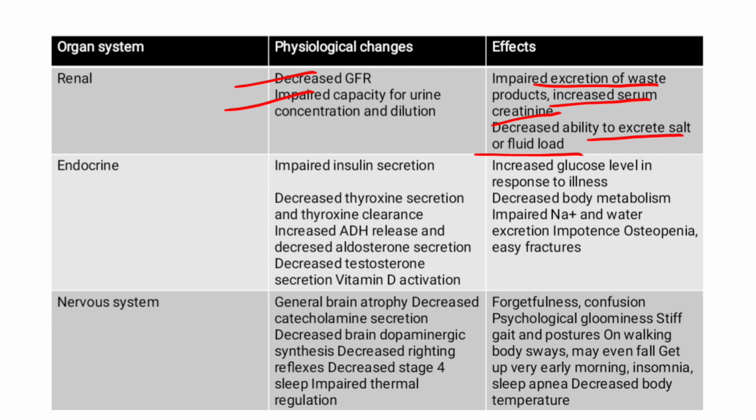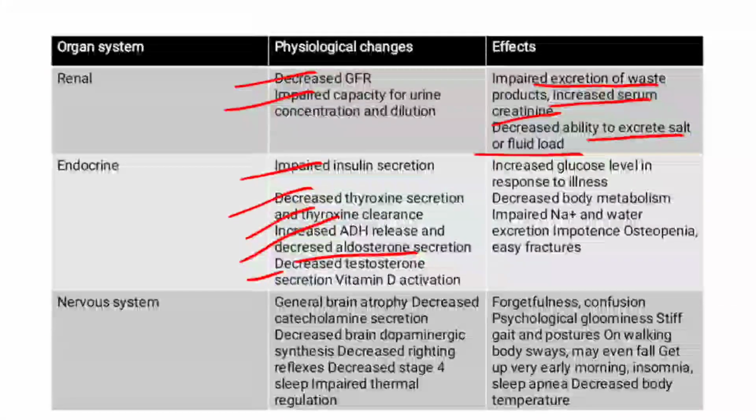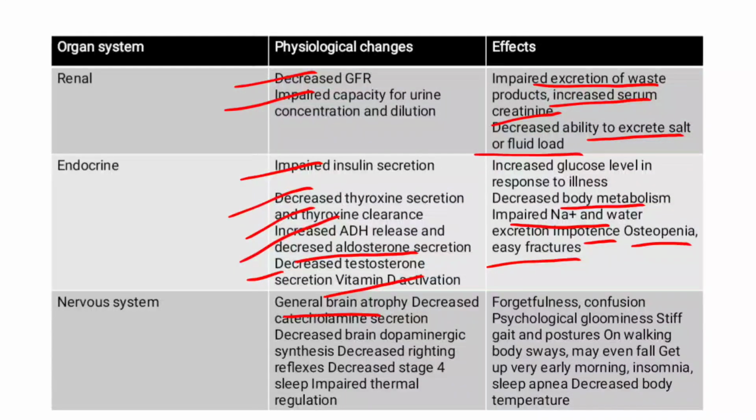Some of the endocrine changes are impaired insulin secretion, decreased thyroxine secretion, and thyroxine clearance. There will be increased ADH release and decreased aldosterone secretion. There will be decreased testosterone secretion and vitamin D activation. These lead to increased glucose level, leading to diabetes, decreased body metabolism, impaired sodium and water excretion, impotence, osteopenia and easy fractures.